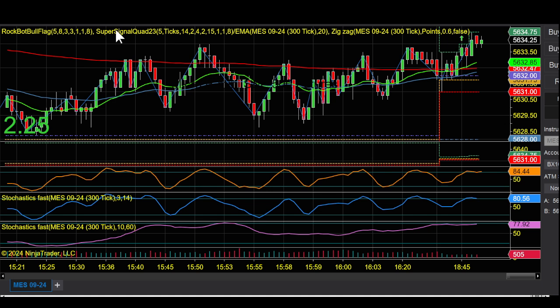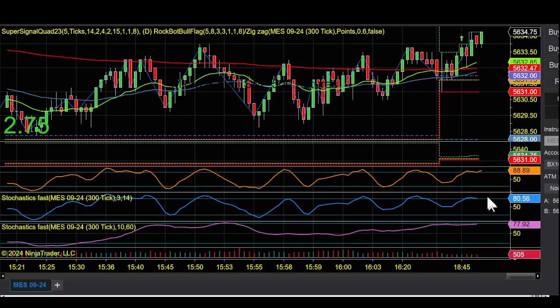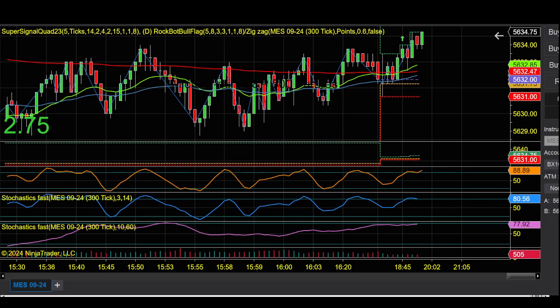All right, bull flag, super signal. Now, we're not running the bull flag on the 300 tick, so I'm actually going to just disable that right now. Apply. Okay. That was a nice flag, huh? Wow, nice.